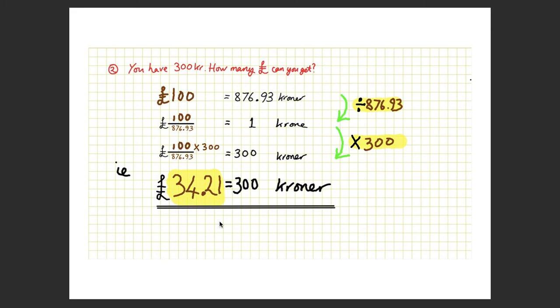And that seems like a reasonable figure from what we know about the exchange rate between pounds and krona. So always have a think to yourself, does that actually make sense in terms of what I know about these things? And I know that 300 krona is worth a bit more than £30. So again, pause the video, take the note please.